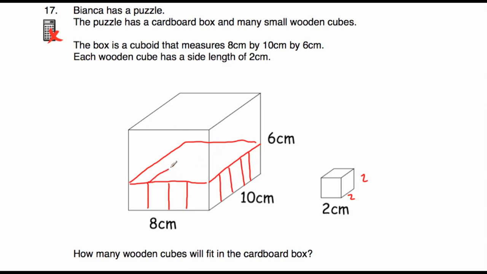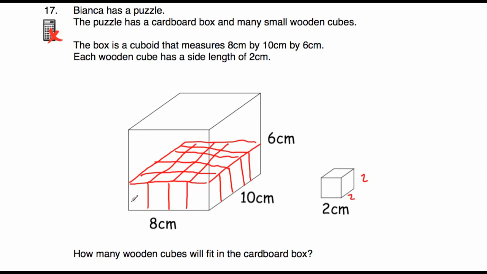So if I was to sketch it, that's a really bad sketch, but I've tried my best there. And it's got, if you look, we've got 1, 2, 3, 4 rows. And in each of the rows is 1, 2, 3, 4, 5 cubes. So let's count. 1, 2, 3, 4, 5, 6, 7, 8, 9, 10, 11, 12, 13, 14, 15, 16, 17, 18, 19, 20.